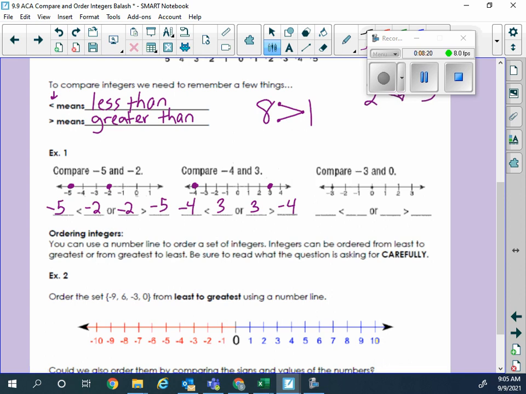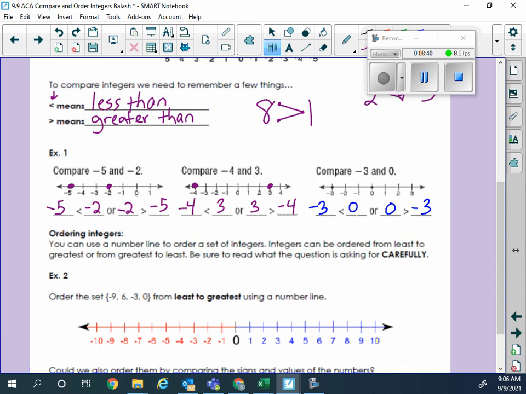Try this last one on your own. Okay, tell me what was less than what? -3 was less than 0. And 0 was greater than -3. There we go. Okay? All right. So that's the first step.